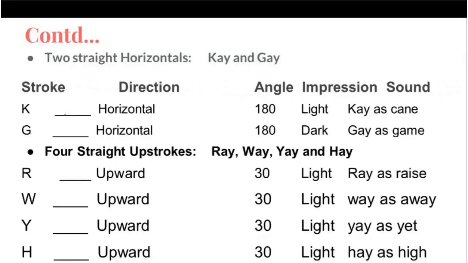These are the strokes. It is K, horizontal. G is also horizontal. Then Ray, upward. For Ray, we have to prepare a hook in the direction of Ray. Ray, Ray. Reverse hook, and it will go also in the direction of Ray. Ray, prepare a circle, and it will go according to the direction of Ray.